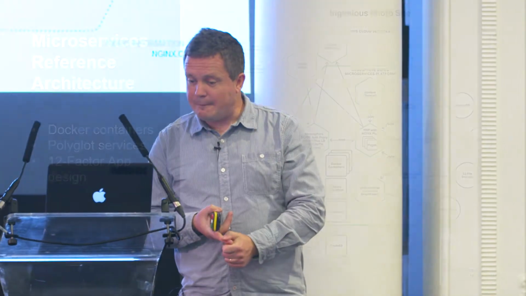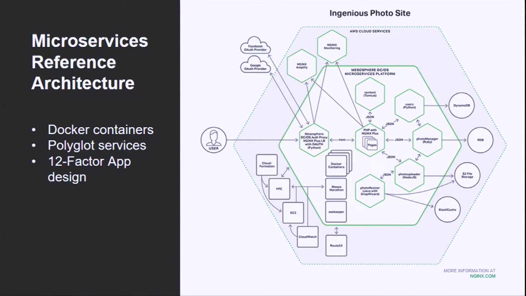We built it using Docker containers, running on AWS in a polyglot fashion. Components are written in Java, in Ruby, in Python, in PHP, and in Node. We followed, at least roughly, the 12-factor app design, and we've used this as the test bed for understanding what are some of the networking challenges that microservice applications have, and how can we feed that into our roadmap and the solutions that we're building.